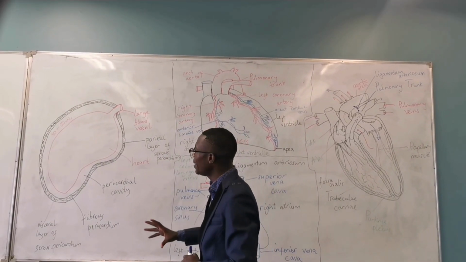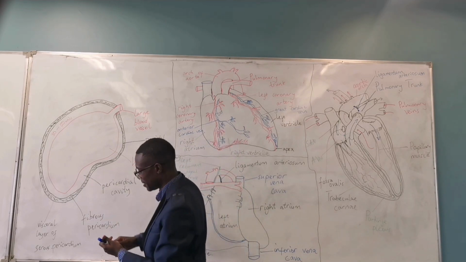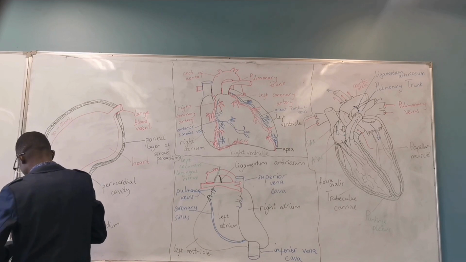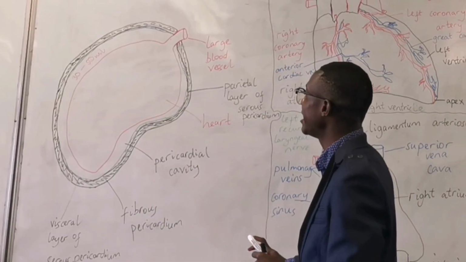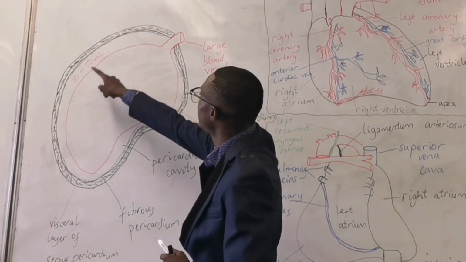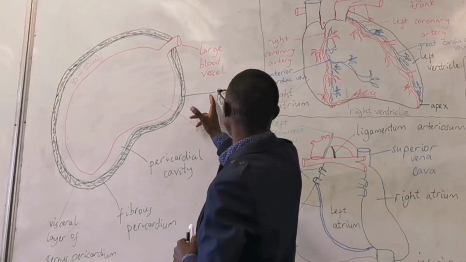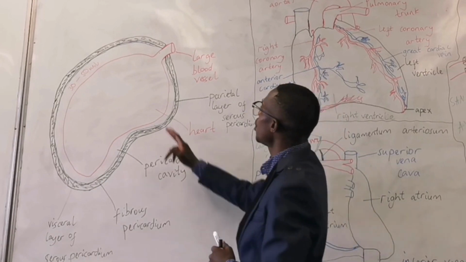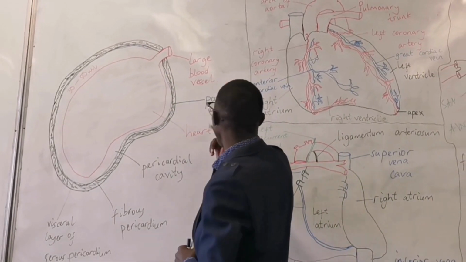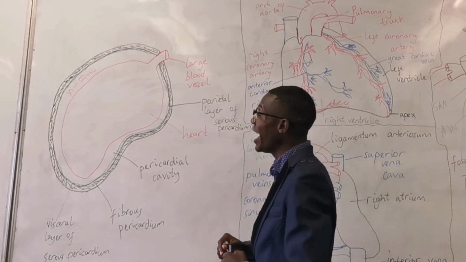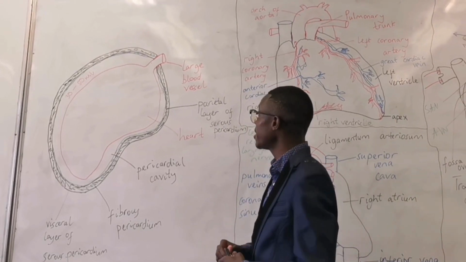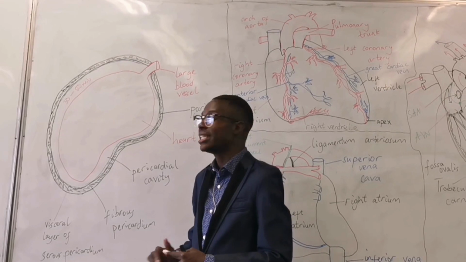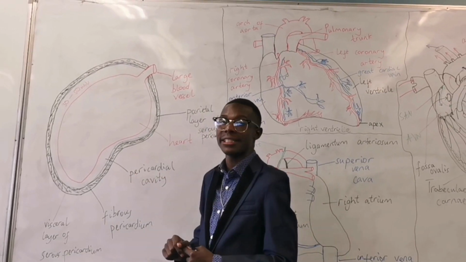Right. So the fibrous pericardium here is lined. Let me use this blue marker. The fibrous pericardium is lined internally by the parietal layer of the serous pericardium. So this parietal layer is made of serous cells, simple squamous epithelial cells, that are responsible for secreting the serous fluid that is found in the pericardial cavity.